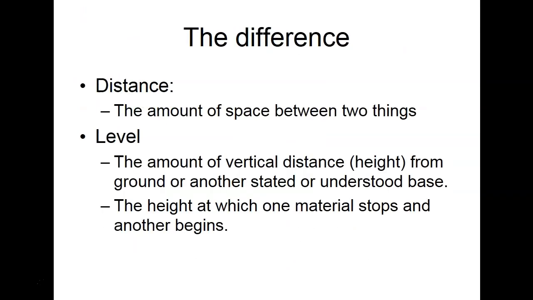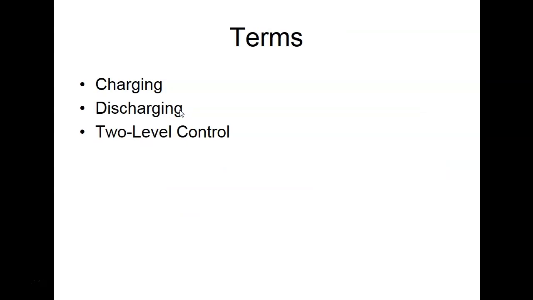Distance is the amount of space between two objects, and level is about a vertical distance, the height from a base to the top of whatever you're trying to measure, right? We measure the level of something all the time. It's the height at which one material stops and the other one starts. In this section, we're going to look at charging and discharging, liquid levels, and two-level control. We'll look at these in the handout that you should have in the discussion section.